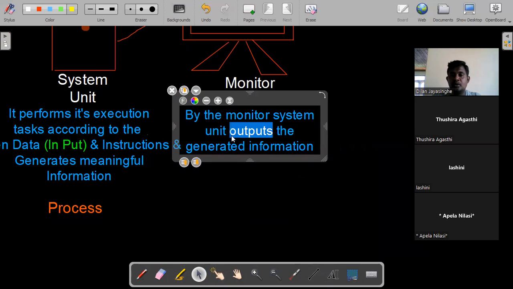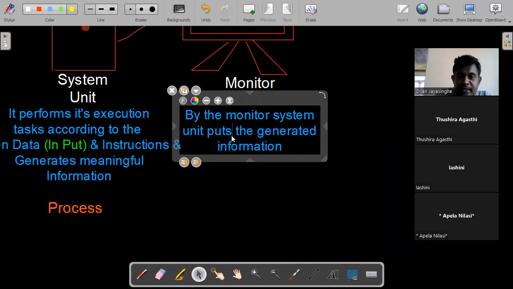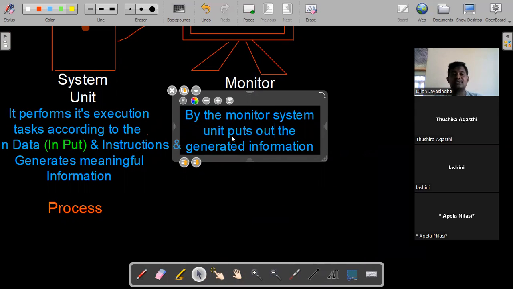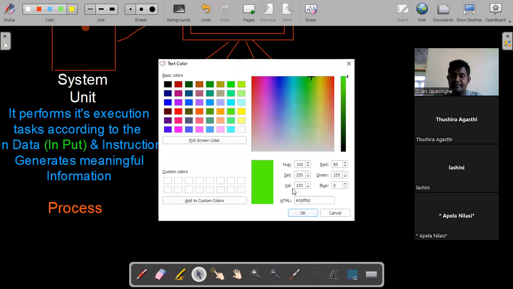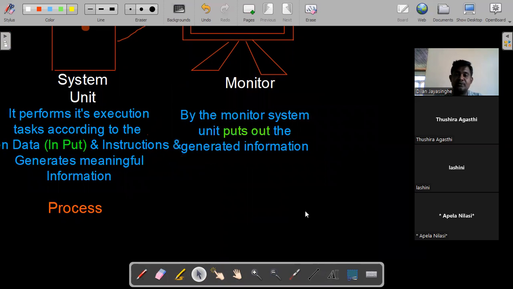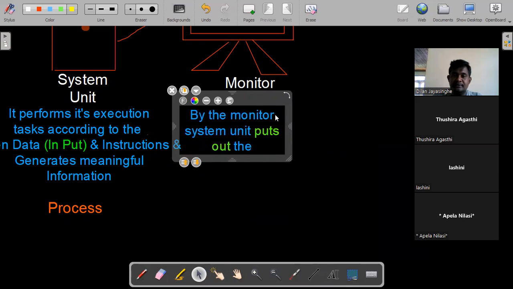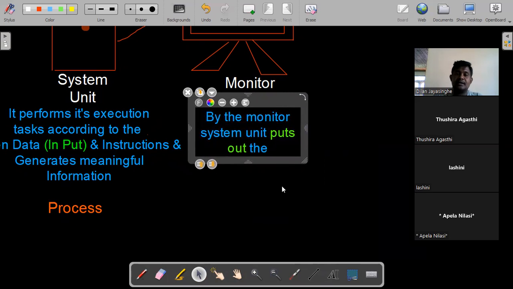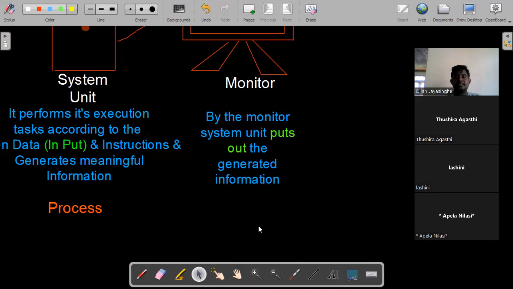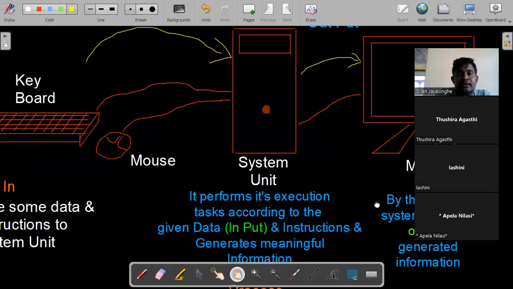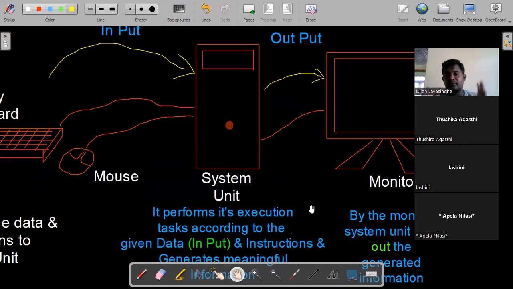It puts out, puts out the generated information, right? Then now we did learn the working process of the computer.